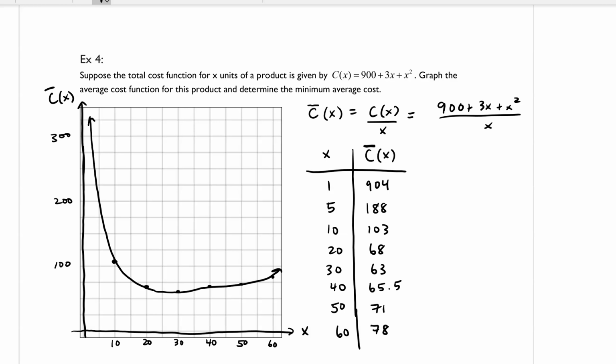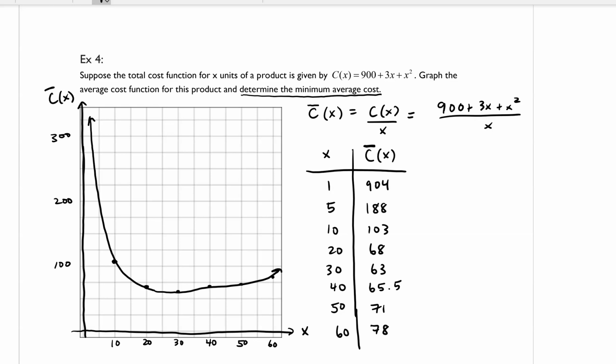Okay, now the second part of our question says determine the minimum average cost, and for the scope of this class, we will not be talking about how to do that algebraically or via other methods. You will explore that if you take either calculus or business calculus in the future, ways of doing that without having to refer to a graphing utility.